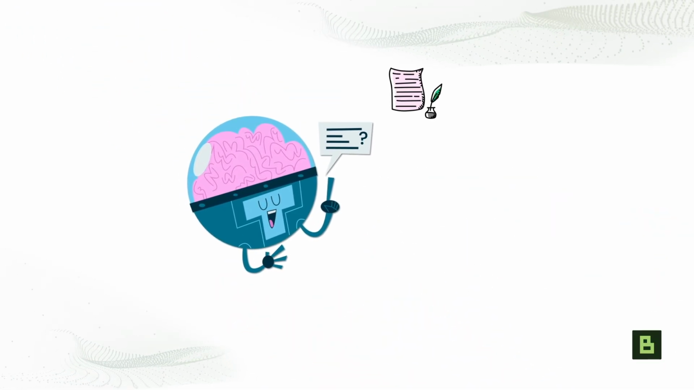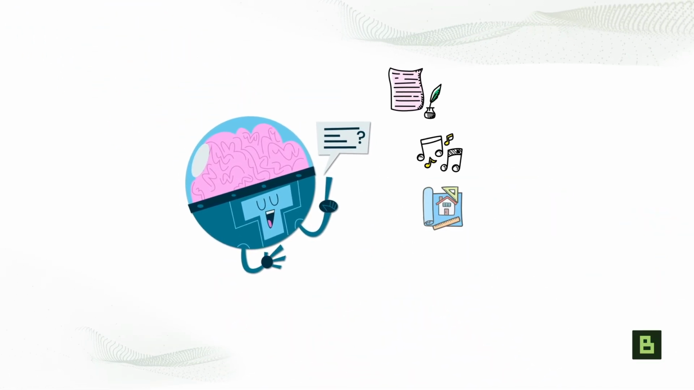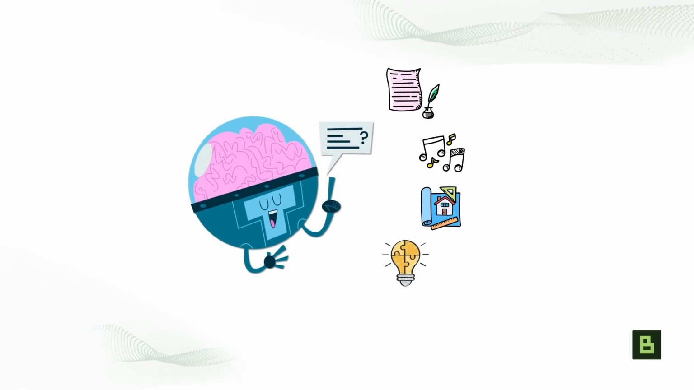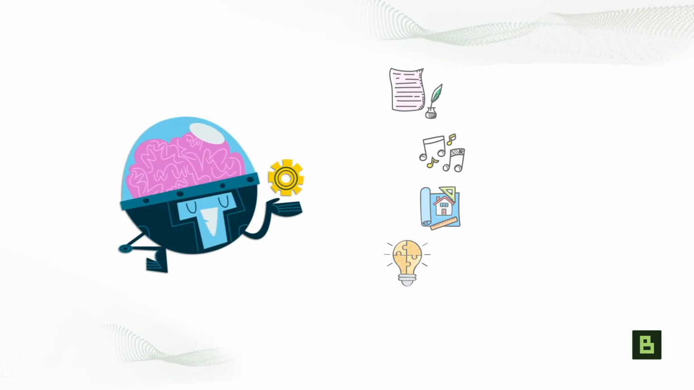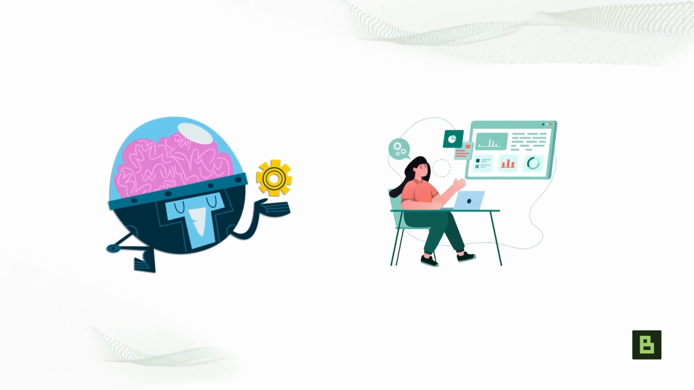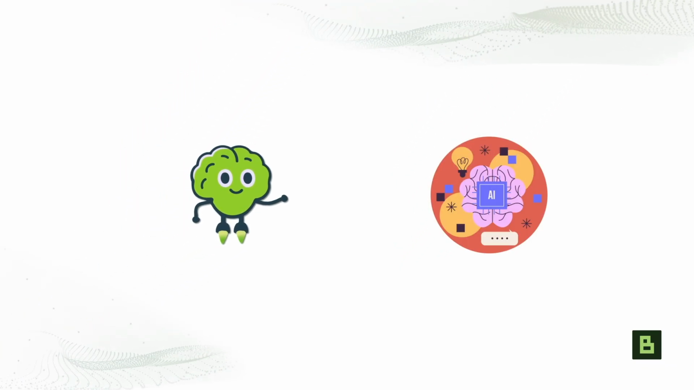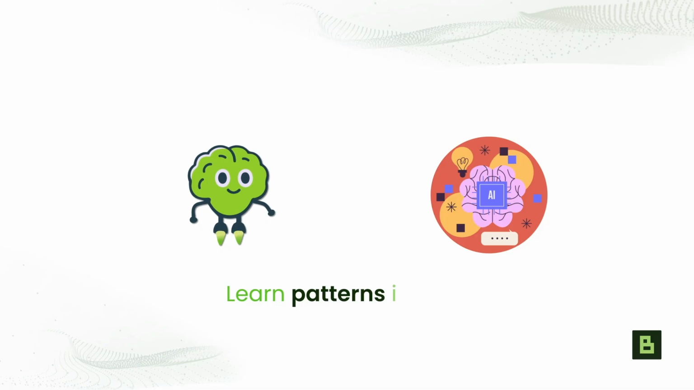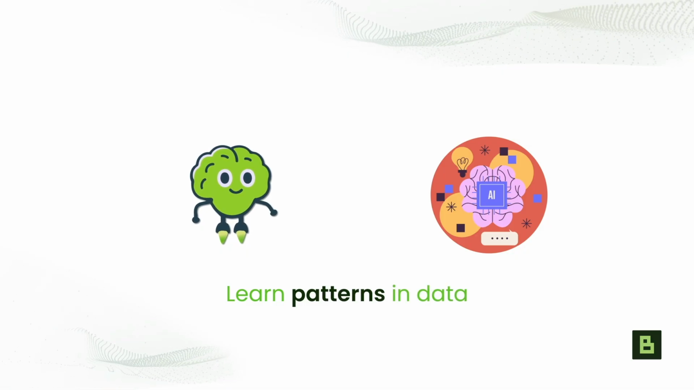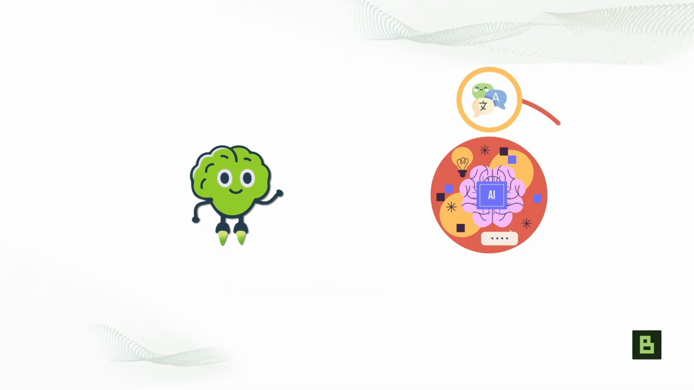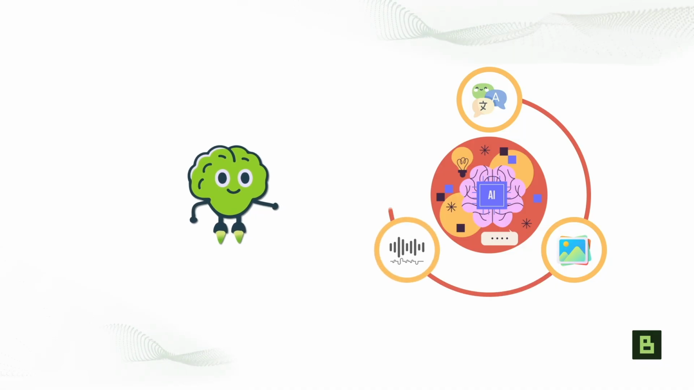It's not just answering questions. It's writing poems, composing music, designing buildings, brainstorming ideas, all by learning from patterns in human-created data. So in short, when we say generative model, we mean a system that can learn patterns in data and generate new, meaningful content, whether that's language, images, audio, or beyond.